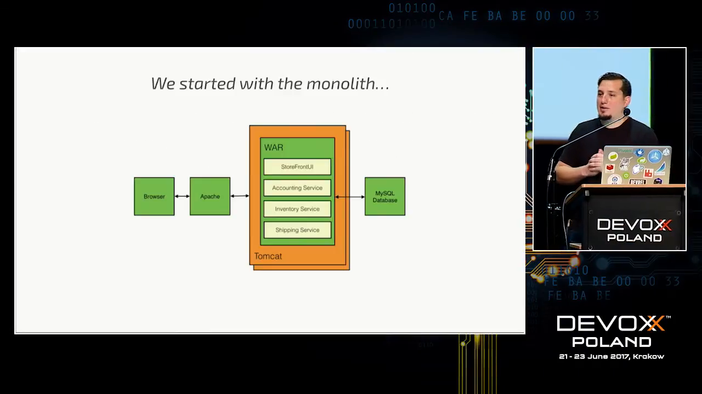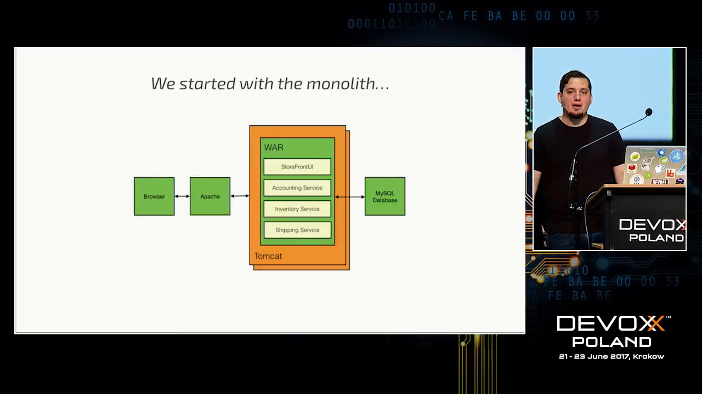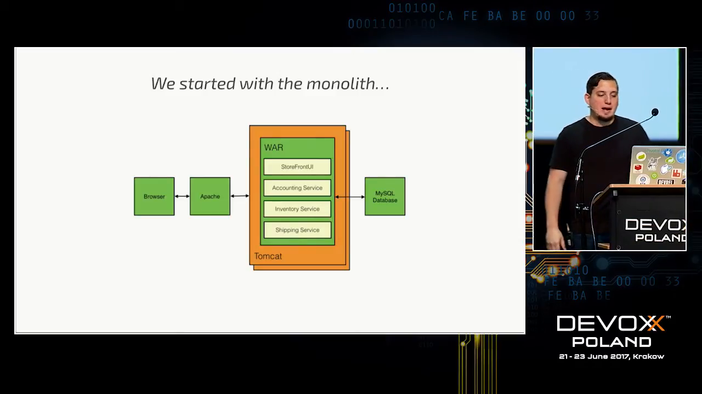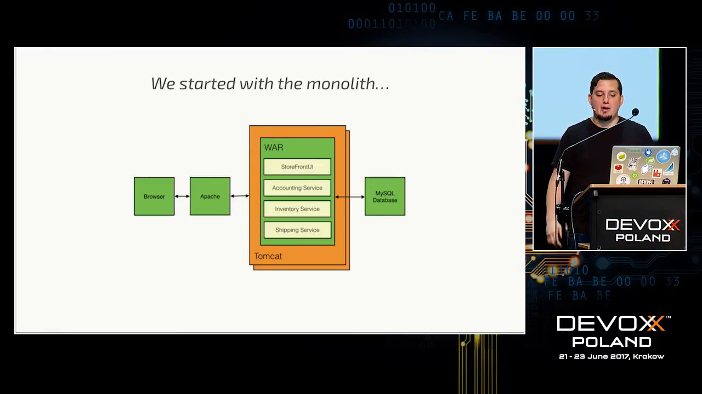So we started with the monolithic application architecture. This is a very familiar model. At the center I have an Apache Tomcat server, and I have a war deployment there. Inside of that I have a storefront UI, an accounting service, inventory service, and shipping service.